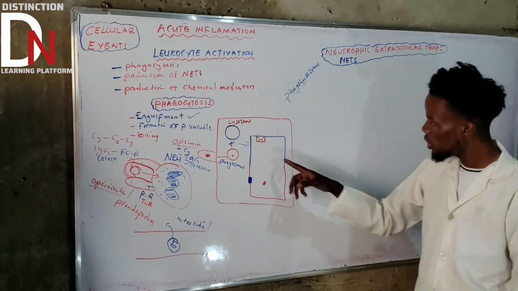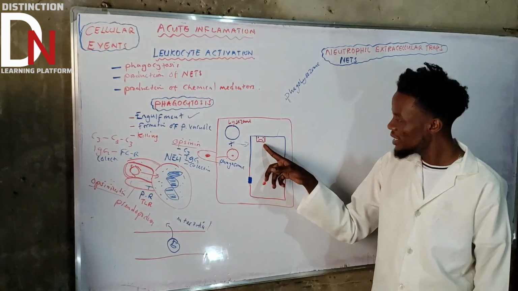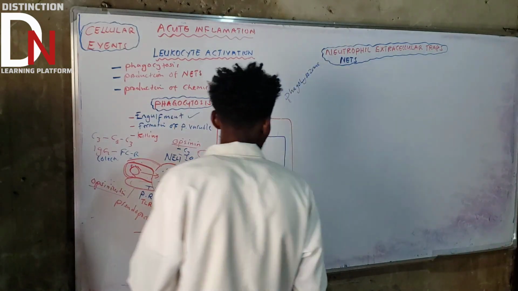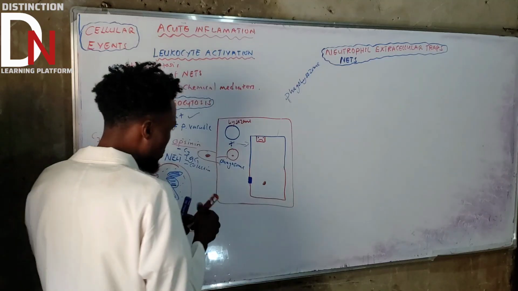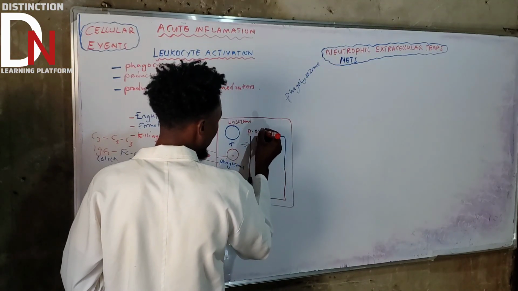Now you've seen this cute enzyme which is just waiting for something to happen. This cute enzyme is what we call phagocyte oxidase. Phagocyte oxidase.